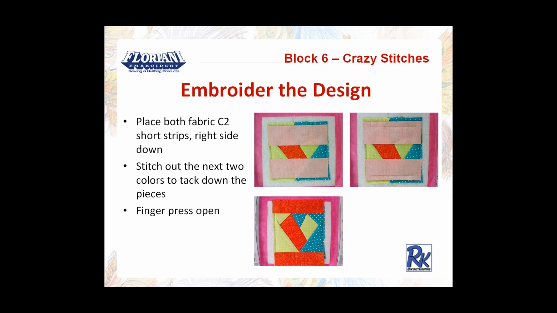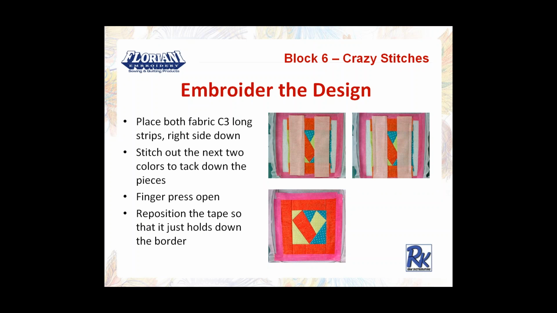So then we're going to put both fabric C2 short strips right side down at a time, stitch out the next two colors, and finger press both of those open. Then you're going to place both fabric C3 strips along the long sides, right side down, stitch out the next two colors to tack those pieces down, finger press them open, and that completes all the fabric placement.